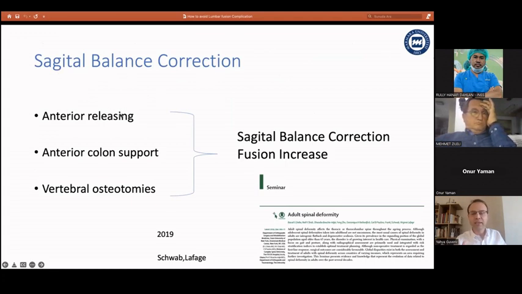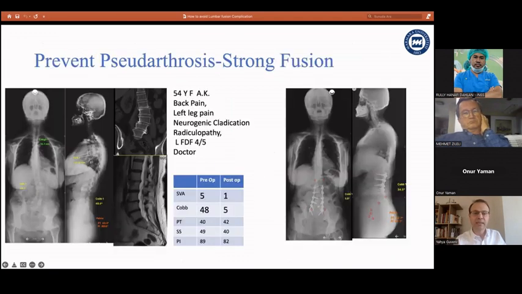How can we do that? Anterior releases, anterior column supports, and vertebral osteotomies help us get sagittal balance. And this is some adult degenerative scoliosis.